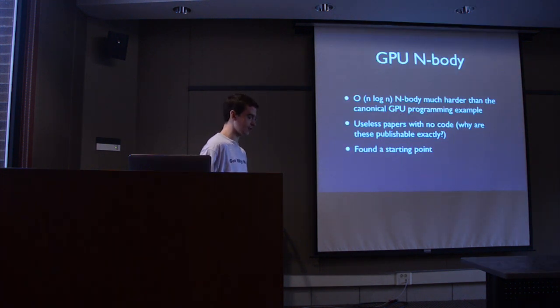So the main thing I wanted to accomplish this semester was I need to get the n-body simulation running on GPUs. The plain O of n squared one is the canonical GPU programming example, but that's the O of n squared one, which is not what we're doing. The n-log-n Barnes-Hut version is a lot more complicated to do on GPUs.